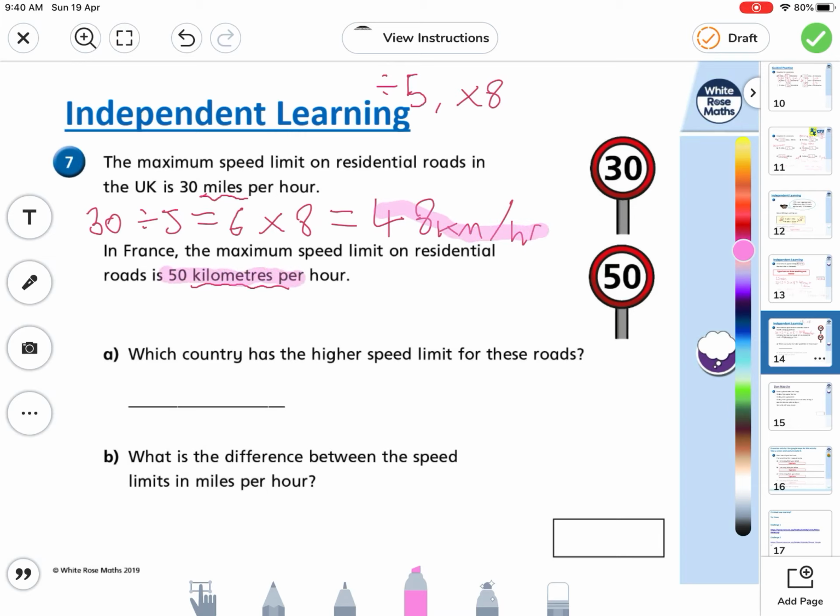The French have a 50 kilometers per hour speed limit. Which country has the highest speed limit? That's France. You drive slightly faster in France.